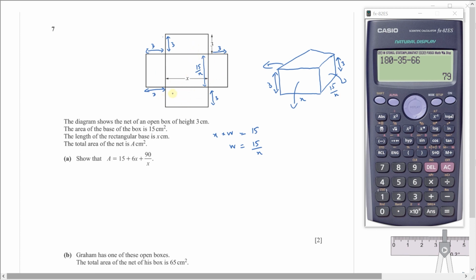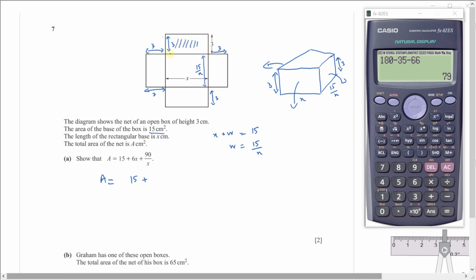I need to add up the areas of these 5 rectangles to get the total area of the net. So let's start with the base here. The area of the base is given, it's 15 centimeter square. So that is 15 plus. Let me first find the area of this rectangle here.